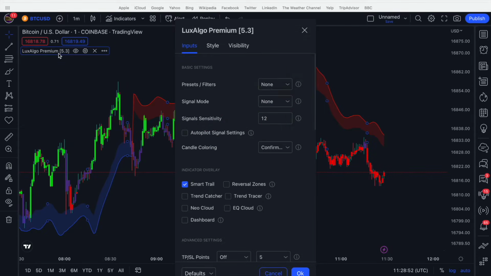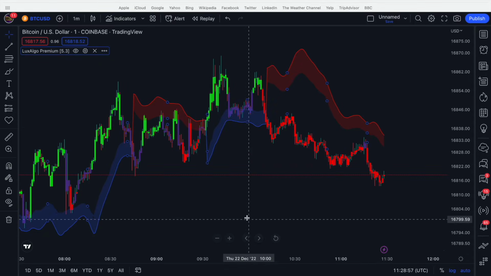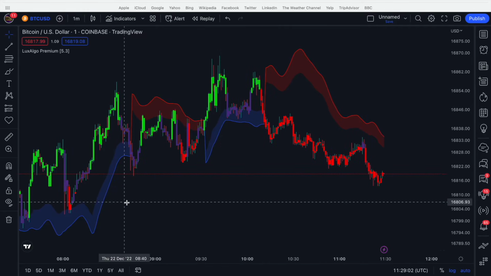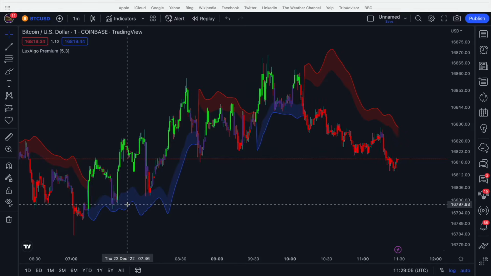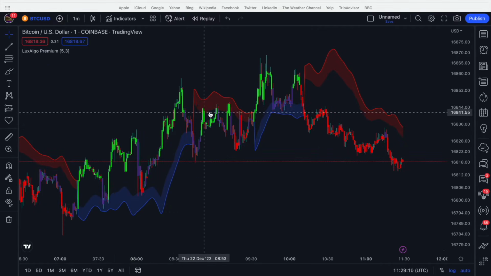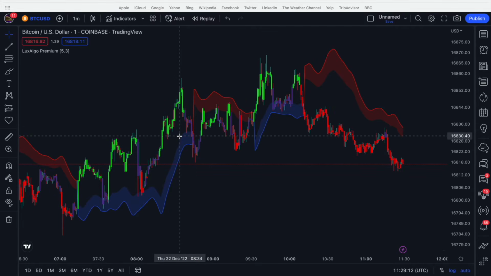So inside LuxAlgo Premium, I've turned off the signals and we have no signal mode, and I've turned on the smart trail. So today I'm going to be talking about the smart trail. You're going to see these blue and red waves on your chart that look a bit like a trailing stop. So you may look at it and go, oh yeah, just buy when it turns blue and sell when it turns red. It's a normal buy sell thing. No, this is not the main utility of the smart trail. The main utility of the smart trail is actually support and resistance, which may seem a bit counterintuitive.